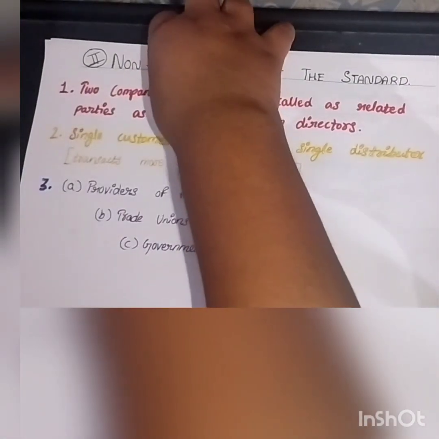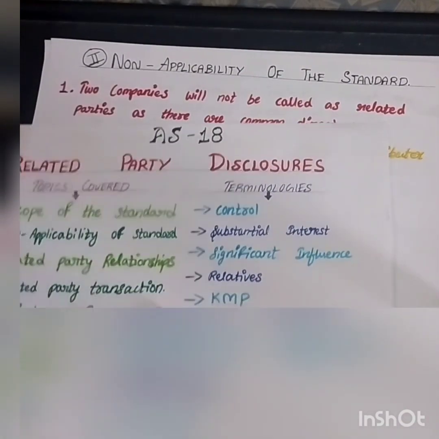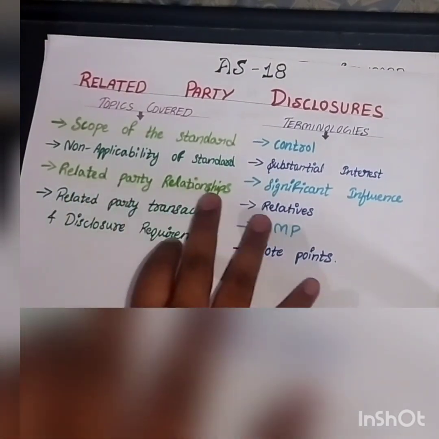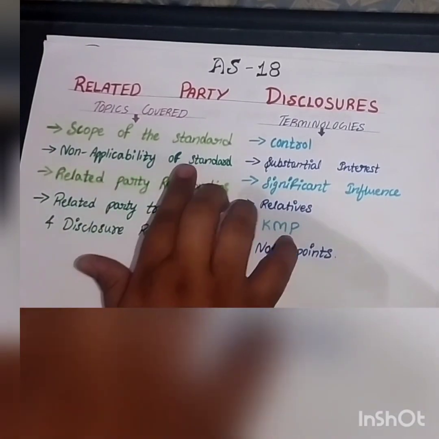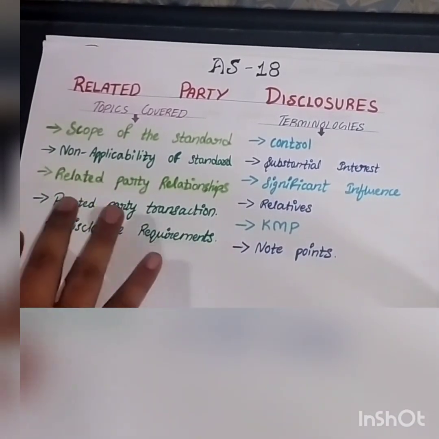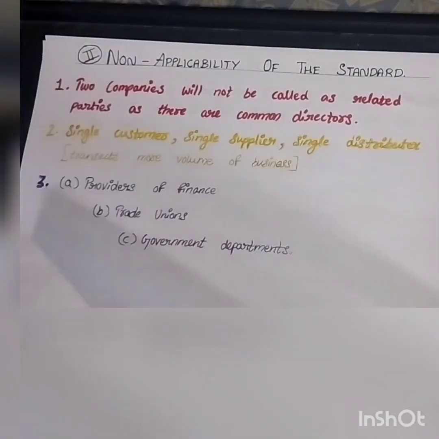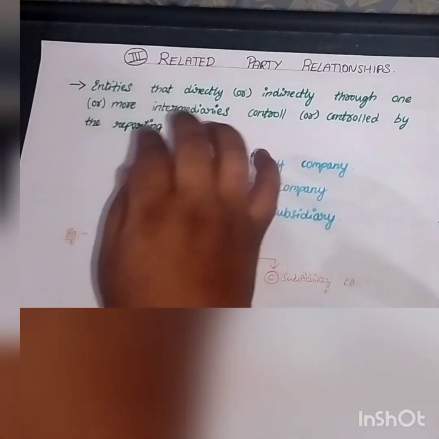Yes, so now we will be discussing the third concept, that is related party relationship. We have discussed the scope of the standard and also the non-applicability of the standard. Now we will discuss related party relationship. Clear? Let's change our page. As you can see, it is a very simple topic, related party relationship. So I'll read it out.